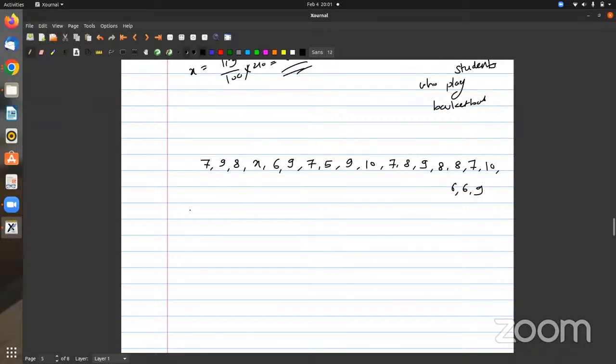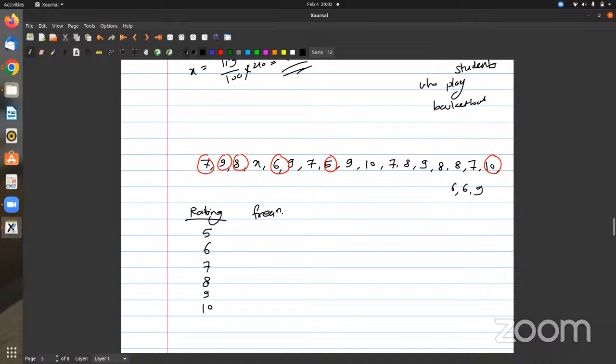Rating is my variable here, right? So which are the different ratings here? 7, 8, 9, 6, 5, and 10. So these are my unique ratings: 5, 6, 7, 8, 9, and 10.